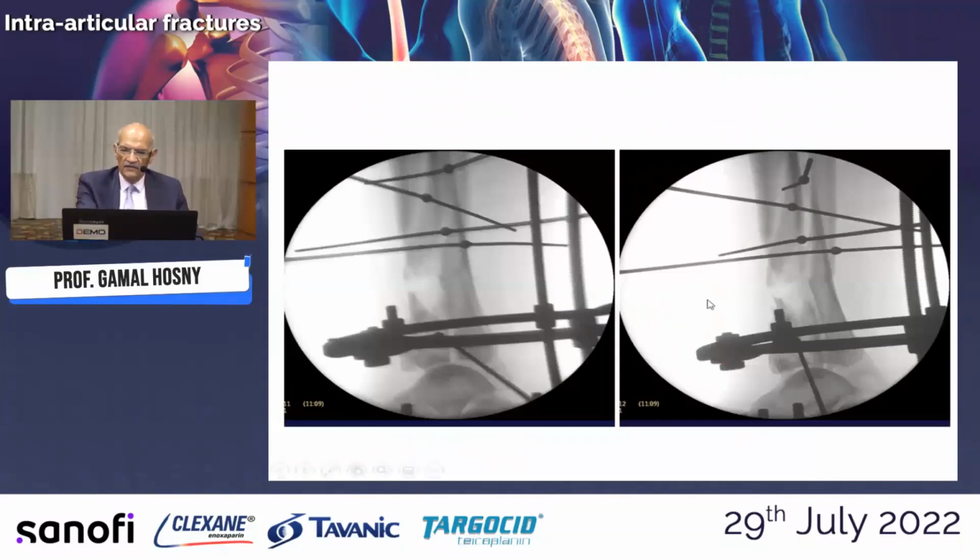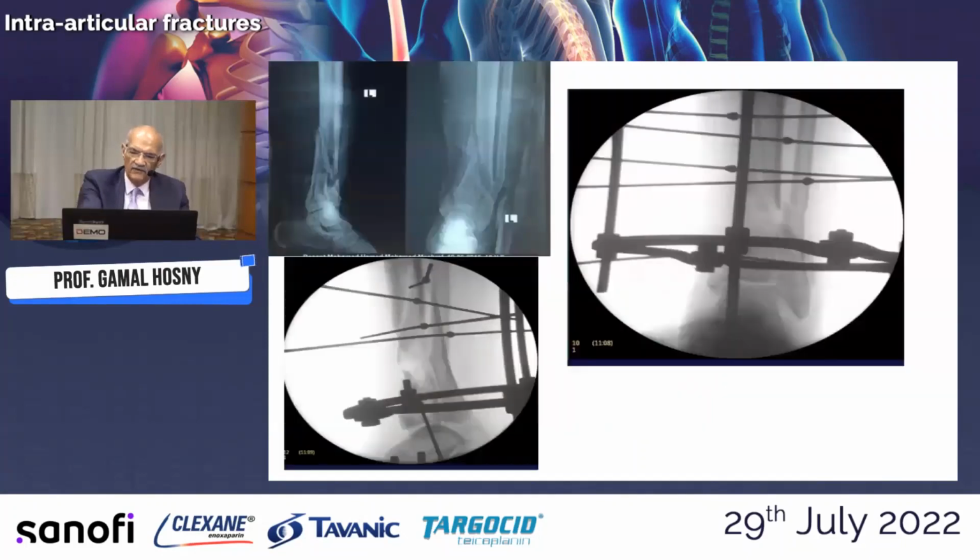Look at the sagittal plane. We still have a gap. If you have a gap, you have to put wires. This is very important. You have to put synthetic bone graft. We put synthetic bone graft here.